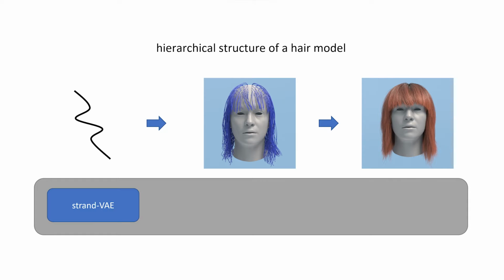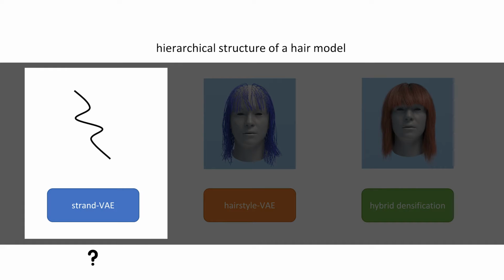At the strand level, we adopt a strand variational autoencoder model to encode the shape of a strand. At the hairstyle level, we propose a hairstyle variational autoencoder to learn the hairstyle latent space. Finally, we introduce the hybrid densification step that densifies the sparse guide hairs into dense hairs. We first introduce the strand variational autoencoder.